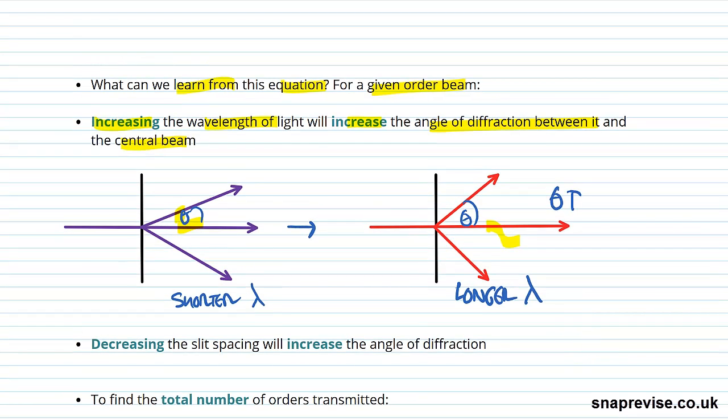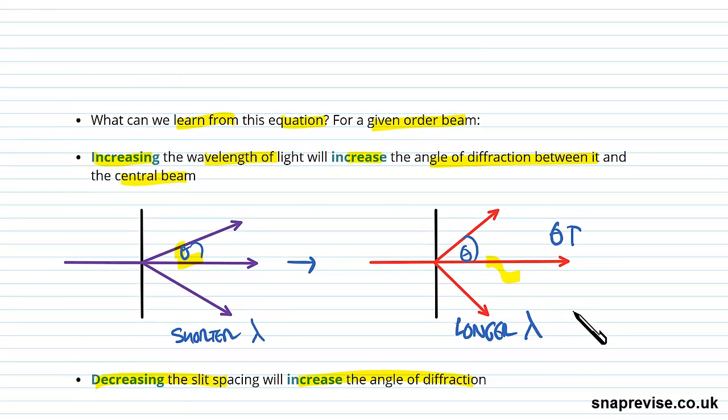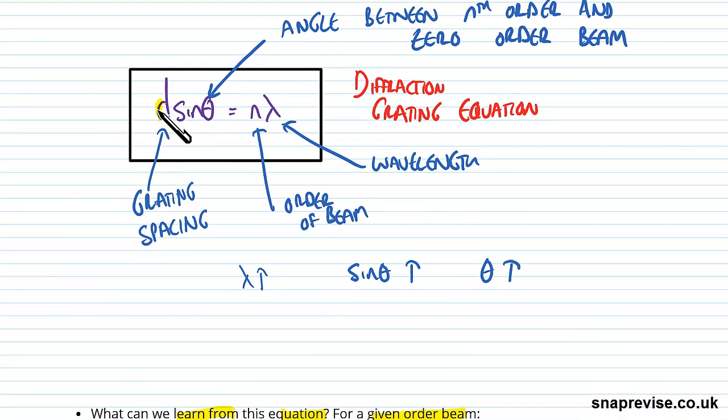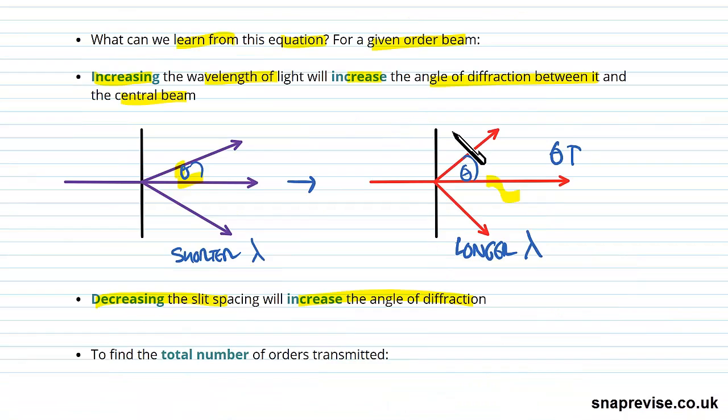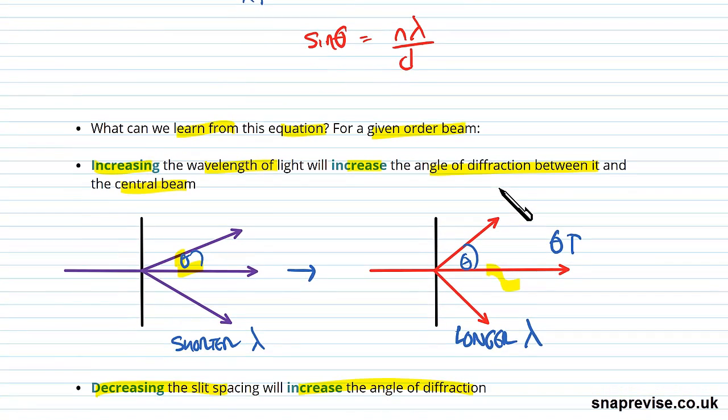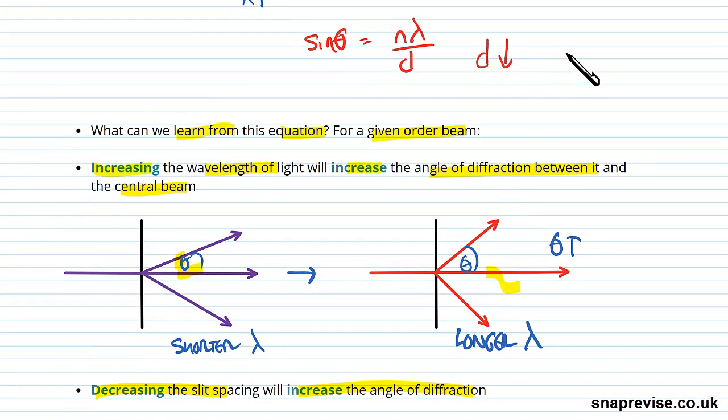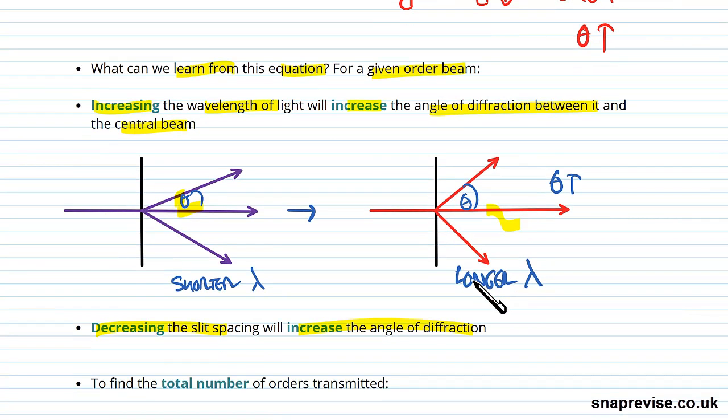And decreasing the slit spacing will increase the angle of diffraction. Because we can write that sine theta equals n lambda over d. And so if we decrease d, we're going to increase sine theta, which means we're going to increase theta. So decreasing the slit spacing will increase the angle of diffraction.